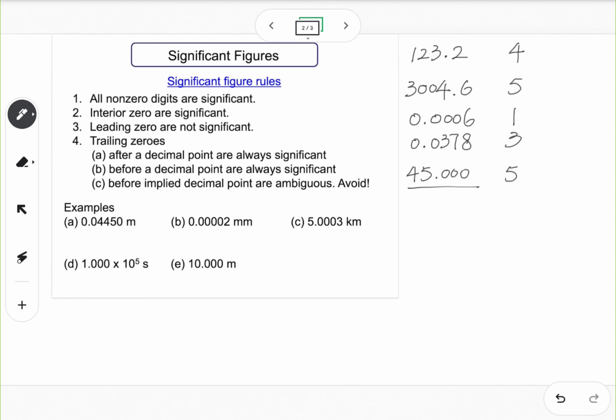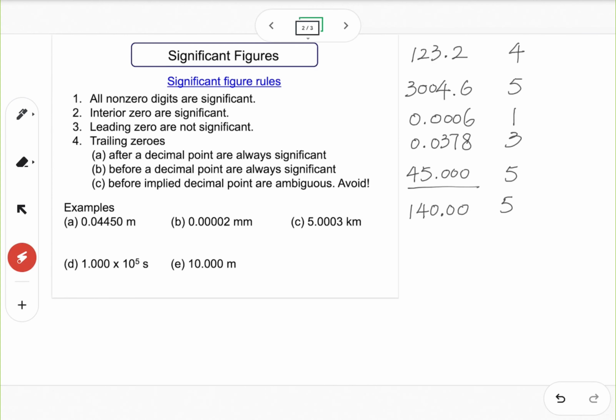Let's take a look at rule number 4b. If you have trailing zeros before a decimal point, then they are also significant. One example here, 140.00. As you notice in this example, you have 2 zeros after the decimal point, and you have 1 zero before the decimal point. So according to rules 4a and 4b, all 3 zeros are significant. So this number has 5 significant figures. This is rule number 4b.